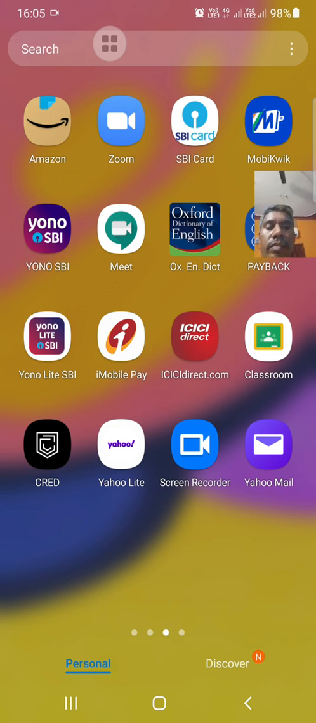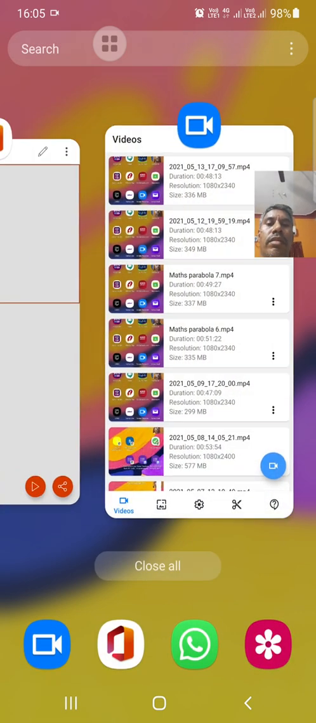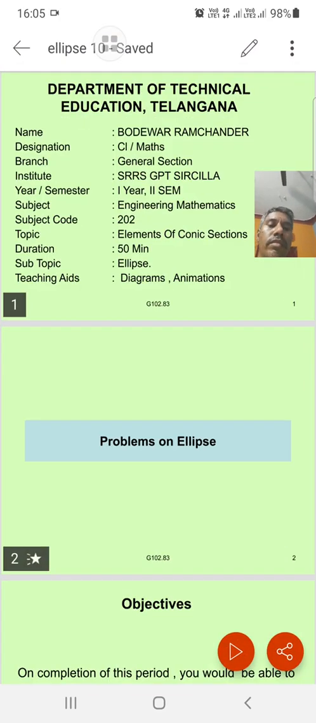Let us see. So problems on ellipse. Today's class objectives. On completion of this period, you would be able to solve problems on standard forms of ellipse.